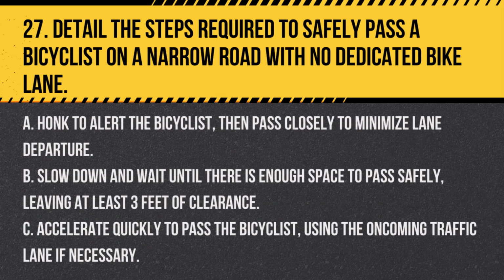Question 27. Detail the steps required to safely pass a bicyclist on a narrow road with no dedicated bike lane. A. Honk to alert the bicyclist, then pass closely to minimize lane departure. B. Slow down and wait until there is enough space to pass safely, leaving at least 3 feet of clearance. C. Accelerate quickly to pass the bicyclist, using the oncoming traffic lane if necessary. Answer. B. Slow down and wait until there is enough space to pass safely, leaving at least 3 feet of clearance. Safety and patience are key when passing bicyclists.